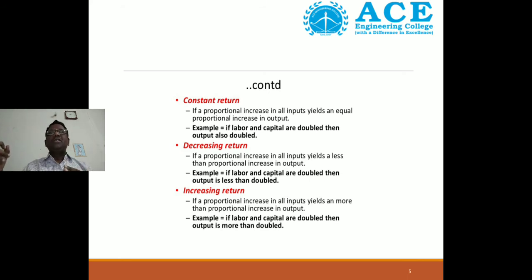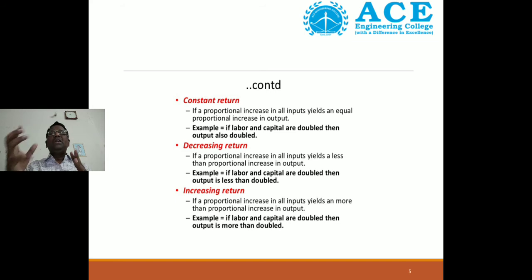So the first one is constant returns to scale, the second is decreasing returns to scale, and the third is increasing returns to scale. Increasing returns to scale means a proportional increase in all inputs yields a more than proportional increase in output. Here it is greater than 1. Example: if labor and capital are doubled, then output is more than doubled.